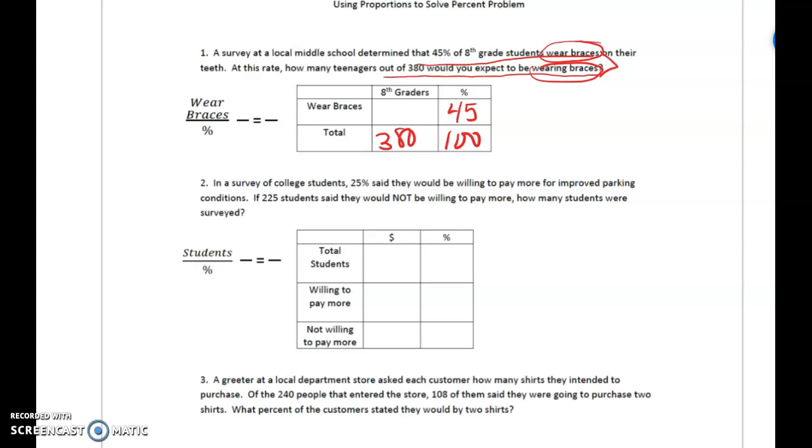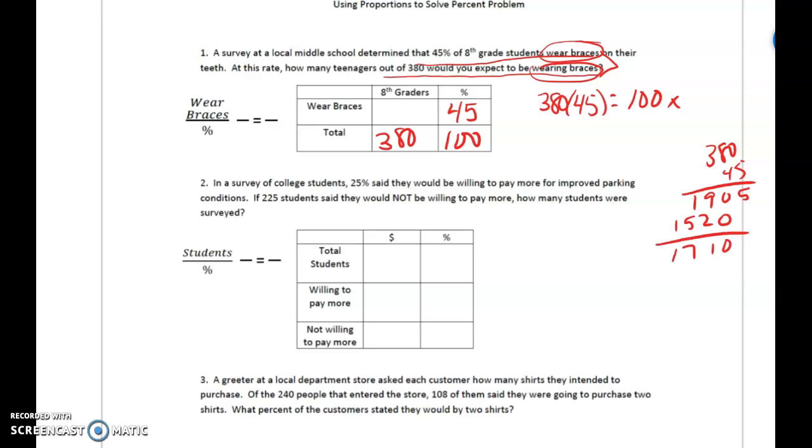So we're going to go ahead and set up our percent equation. 380 times 45 equals 100 times x. And when you do 380 times 45, hopefully you already did this on your paper. 0, 2, 3, 1, 7, 1, 0. Oh, that should be a 0. 0. And then we're going to divide it by 100. And we can do our 0 trick to see that, in fact, 171 8th graders are wearing braces.